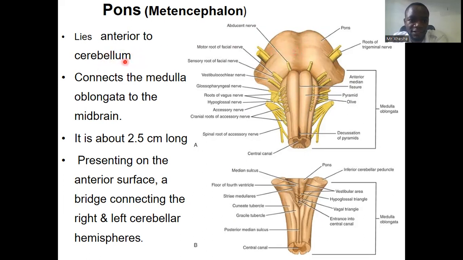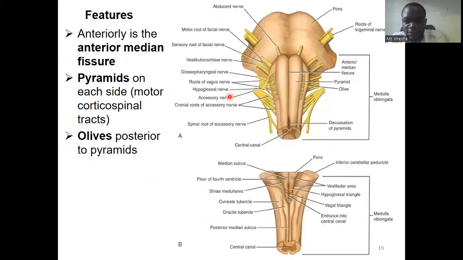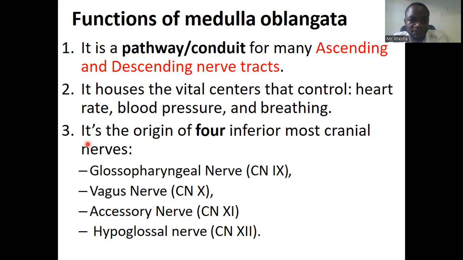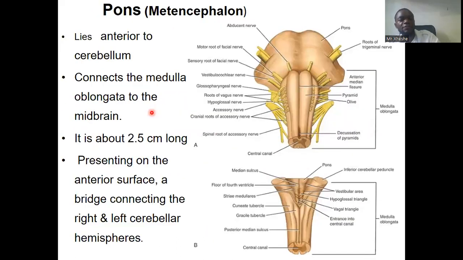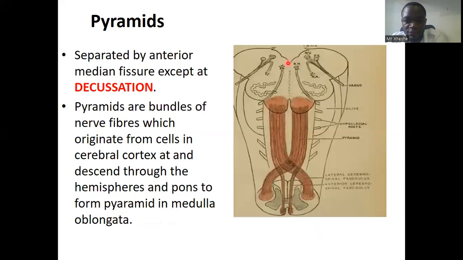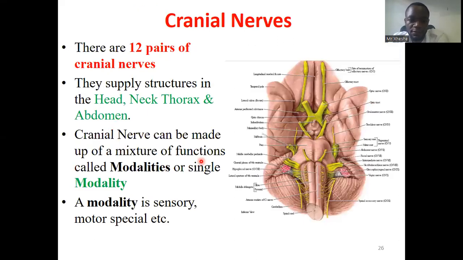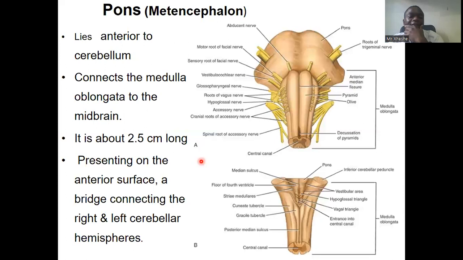The metencephalon simply lies anterior to the cerebellum. So posterior to it is the cerebellum, like you can see here. That is the cerebellum, and the pons. Collectively, this one and this one, we call the metencephalon. It connects the medulla oblongata to the midbrain. Here, the midbrain is not shown because it's cut off, but if you go back to that structure, you see that they are connected. Pons, midbrain, medulla oblongata. So it's acting as a connector. So what happens now in the pons?